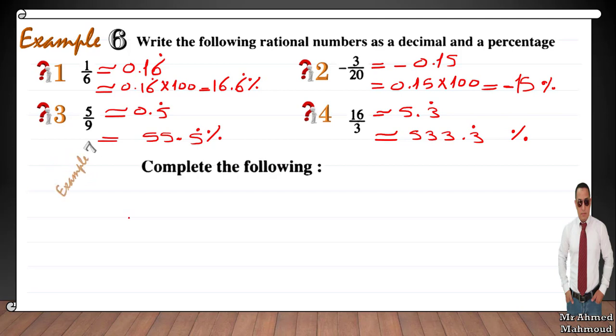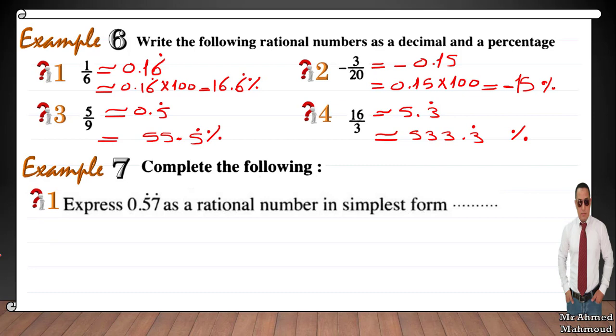Okay, example 7. Number 1, express 0.57 dot as a rational number. So it will be, by using the calculator, 0.575757 and so on equals 19 over 33. Number 2, negative 0.32 dot. It will be 0.3222 with no end, equal to negative 29 over 90.